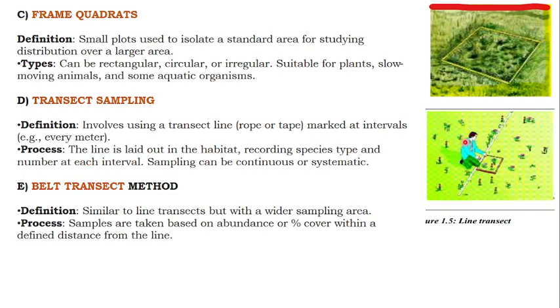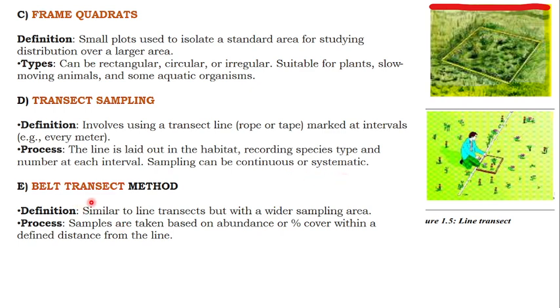Now the procedure is this one. You see this man is the scientist who is coming to investigate the number of species here. So this is the line which is called the transect line. You put it here. Now you will measure organisms which are aligning with this line. So the line is laid right out in the habitat. Now record the species type and the number at each interval. Sampling may be continuous or systematic.